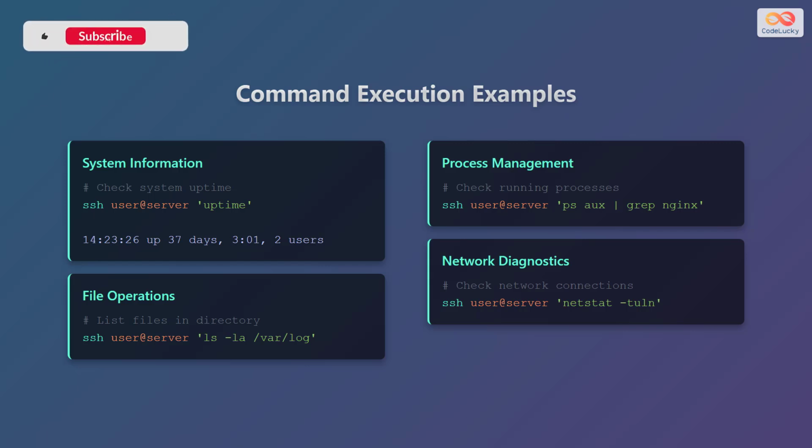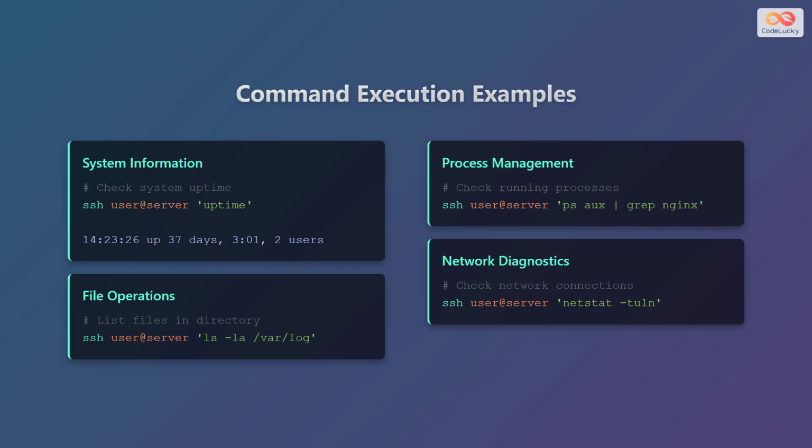Let's explore some real-world examples of executing commands remotely with Secure Shell. First, to check the system uptime, you can use the command ssh user@server uptime. The output will show how long the system has been running and the number of users currently logged in.